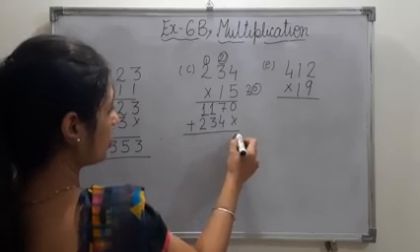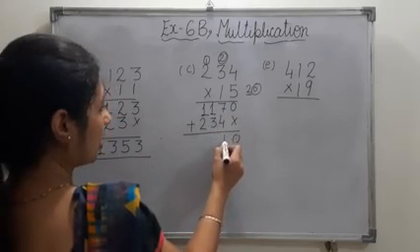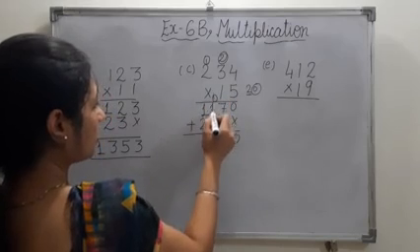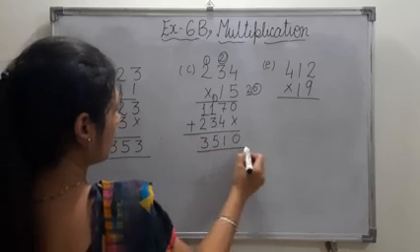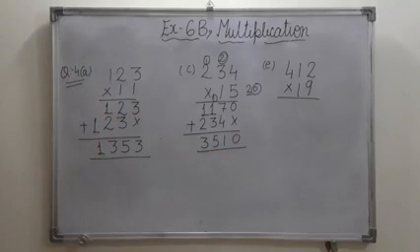0 plus 0, 0. 7 plus 4 is 11. 1 is carried over here. 3 plus 1, 4. 4 plus 1 is 5 and 2 plus 1 is 3. So our answer is 3510. Here 203 is the multiplicand, 15 is the multiplier and 3510 is the product. Okay. When you multiply a number by 0, what is the answer? 0. And if you multiply a number by 1, the same number comes.